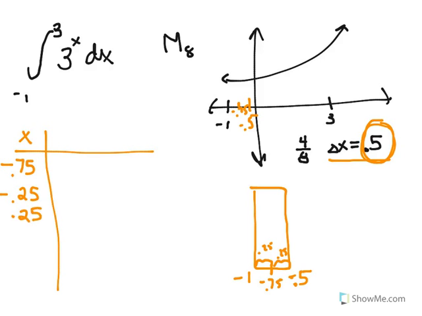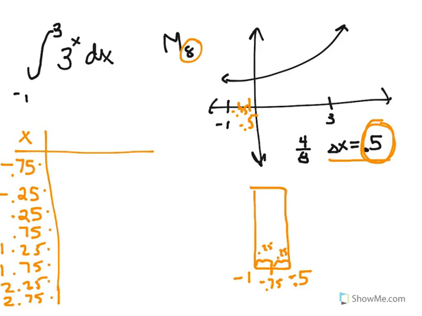0.25, 0.75, 1.25, 1.75, 2.25, and 2.75. I think that's it, because I want 8 rectangles. 1, 2, 3, 4, 5, 6, 7, 8.